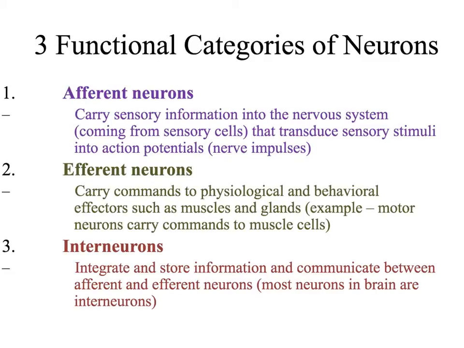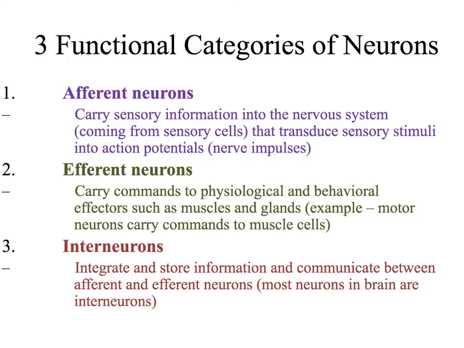All right, so looking at what neurons do, there are 3 functional categories, or 3 types of neurons: afferent neurons, efferent neurons, and interneurons. Afferent neurons carry information into the nervous system coming from a sensory cell, and it transduces the sensory stimuli into action potentials. So it's carrying sensory information and making it into a nerve impulse, or action potential. An efferent neuron carries commands to physiological and behavioral effectors such as muscles and glands. For example, a motor neuron would carry commands to a muscle cell.